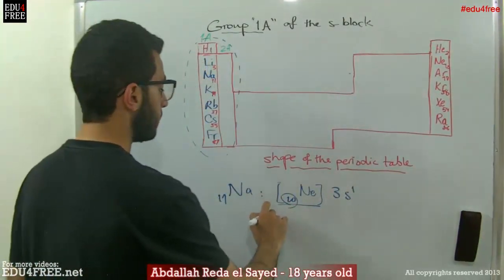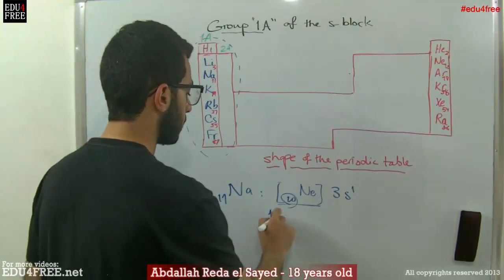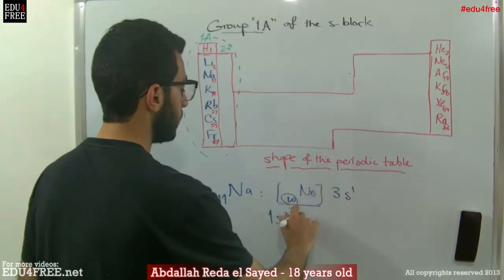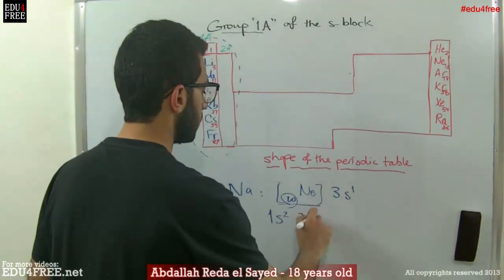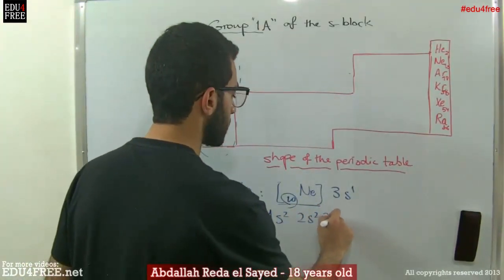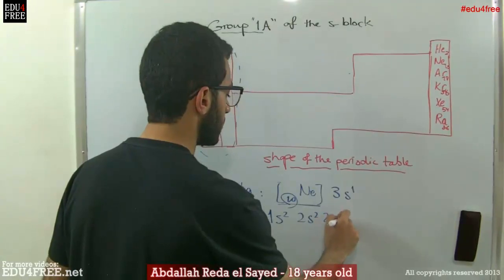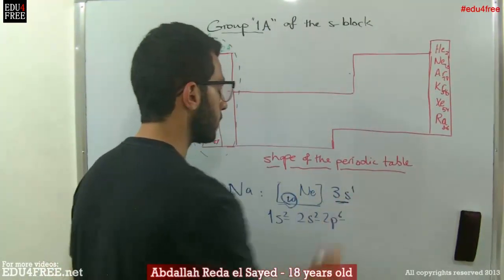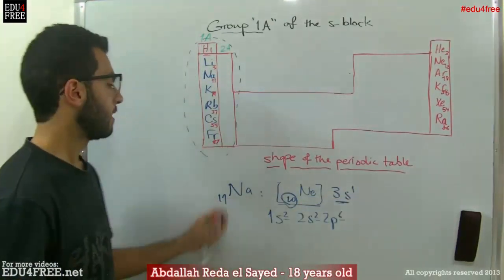So we have the first orbital that contains only an s orbital, of course completely filled. Then we have a 2s2 and a 2p6. This gives us a total of 2 plus 2 plus 6, this is a 10. Then we go to the third orbital, 3s1, and so on.